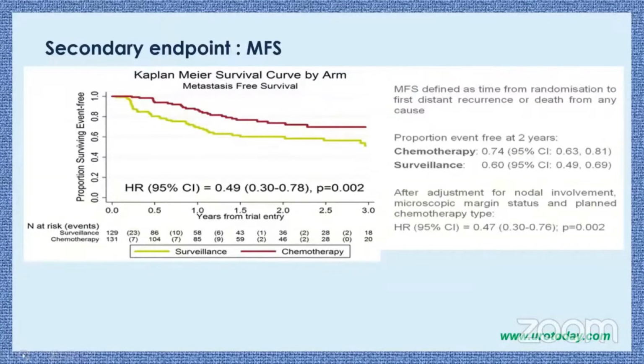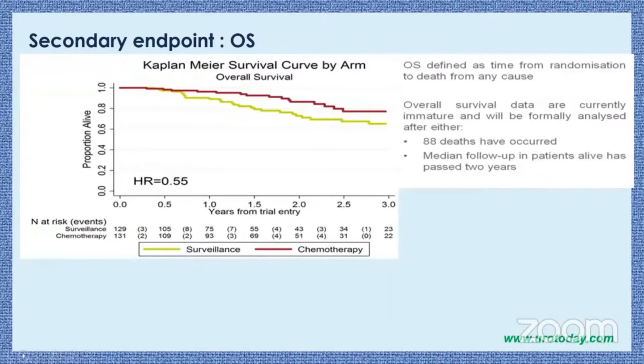And if you see the secondary endpoint of the study, that is metastatic-free survival, it is also significantly better in the patients who have been treated with chemotherapy compared to the patients who have been under surveillance. Next. And OS is also much better in the patients treated with chemotherapy compared to surveillance, though it is statistically insignificant. But theoretically, we can say that there is a separation of the curve documented in these two arms.